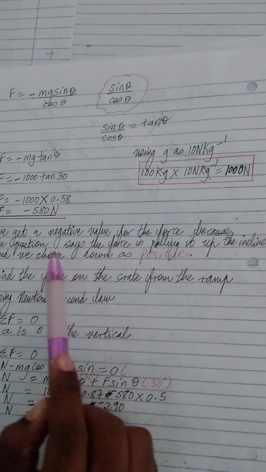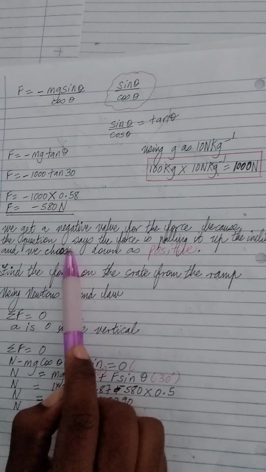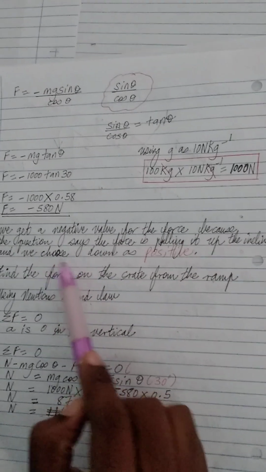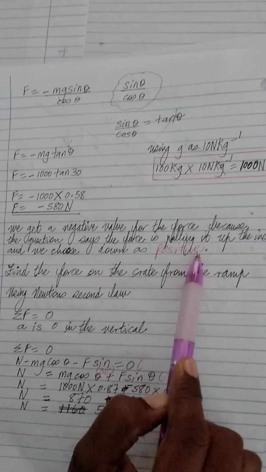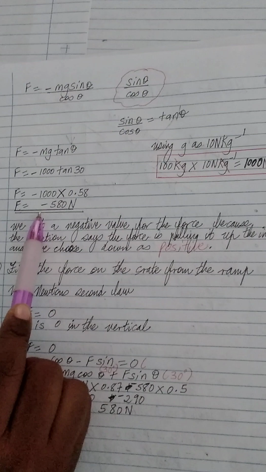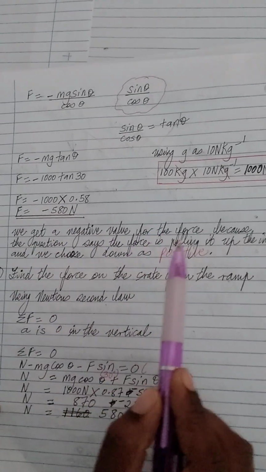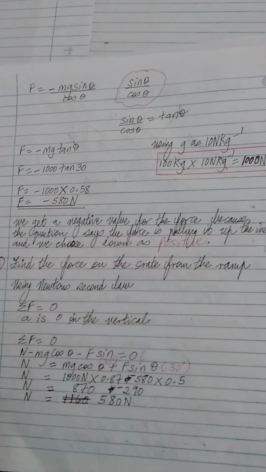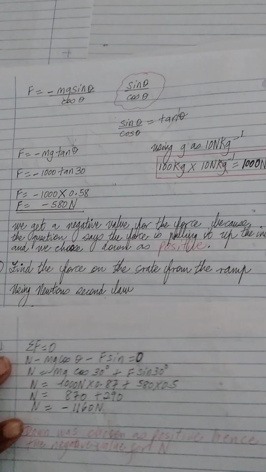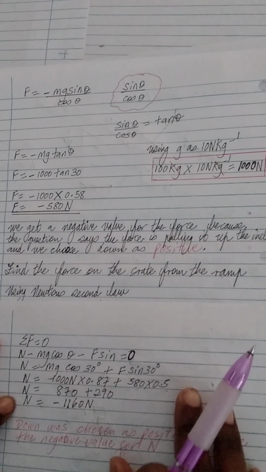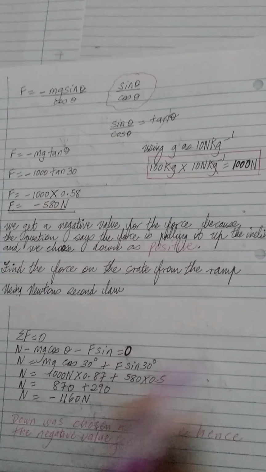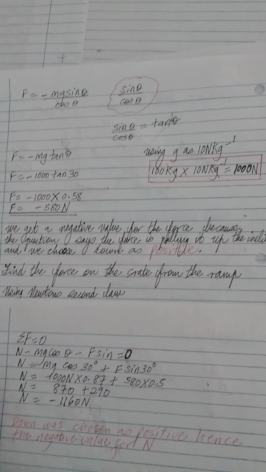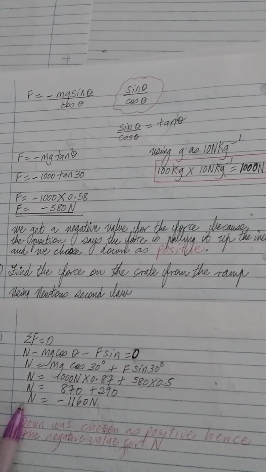Now the reason why we have minus is because in the question it says the force is pulling it up the inclined plane, and we choose down as positive. So that accounts for the negative value. All right. Now we're going to be finding the force on the crate from the ramp. And of course, we are going to be using Newton's second law, right? And here again, the sum of the net forces is equal to 0.